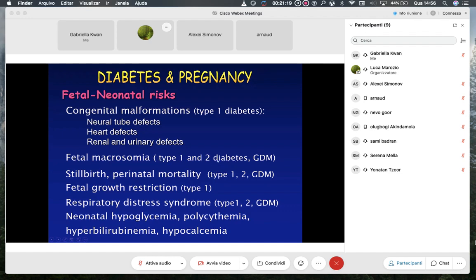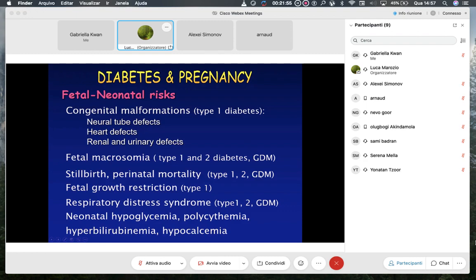All three types of diabetes, type 1, type 2, and gestational diabetes, may be responsible for fetal macrosomia. Same mechanism: a great amount of glucose passes the placenta, reaching the fetus, and inducing inside the fetus the secretion of insulin and insulin-like growth factors, which are growth factors, so the fetus grows too much.